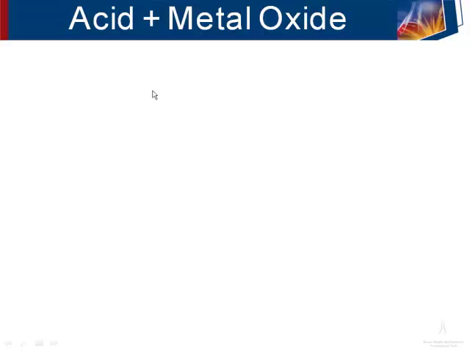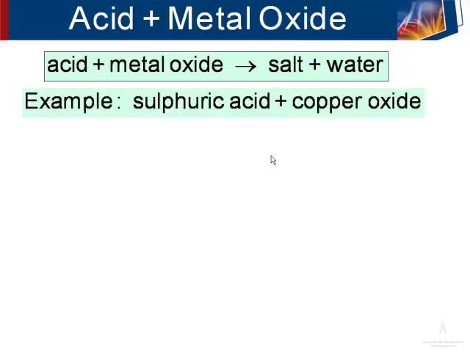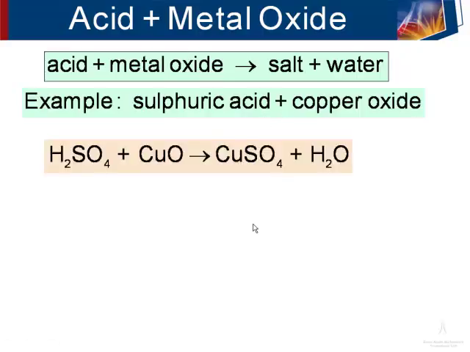Next, we look at how acids react with various substances, starting by looking at the reaction between an acid and a metal oxide. In general, when an acid reacts with a metal oxide, we form salts and water. And the example that we are going to look at is the reaction between sulfuric acid and copper oxide. And that's our reaction equation. When sulfuric acid reacts with copper oxide, we form the salt, copper sulfate, and water.